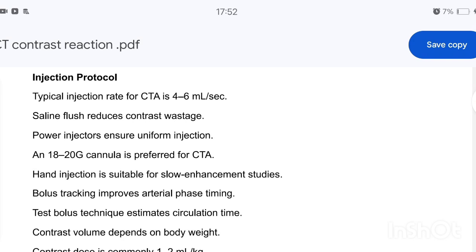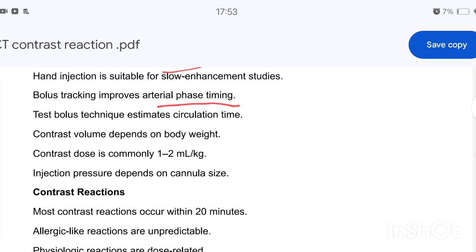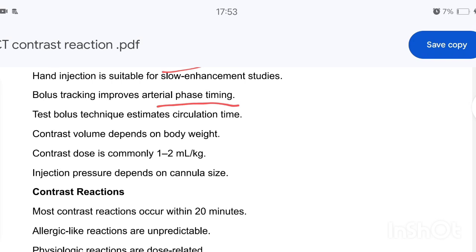Injection method, or injection protocol. Typical injection rate for CT angiography is 4 to 6 ml per second. Saline flush reduces contrast wastage. Power injector ensures uniform injection, and an 18 to 20 gauge cannula is preferred for CT angio. Hand injection is suitable for slow enhancement studies. Bolus tracking improves arterial phase timing. Test bolus technique estimates circulation time.